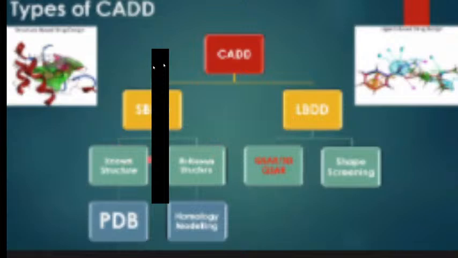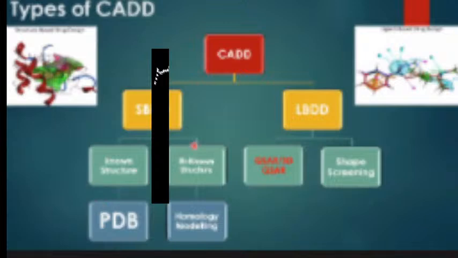There are two approaches. For the known structure, you already have the structure. Most of you may know that known structures can be found on PDB websites, like RCSB. These are basically protein data banks where the structures of various receptors, enzymes, and all the targets are saved. In structure-based drug design, we can download the structure through PDB, process it, repair it, and then carry on the further CADD steps on that.